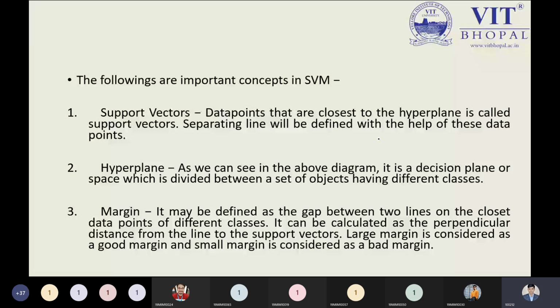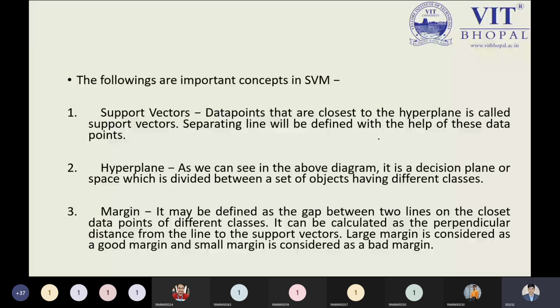Margin is also known as the distance margin, and it may be defined as the gap between the two lines on the closest data points. You need to keep in mind that the margin can be identified by D1 plus and D1 minus for the different classes, and it can be calculated as the perpendicular distance from the line to the support vector. Please keep this statement in mind: it is calculated as a perpendicular distance from the line to the support vector.